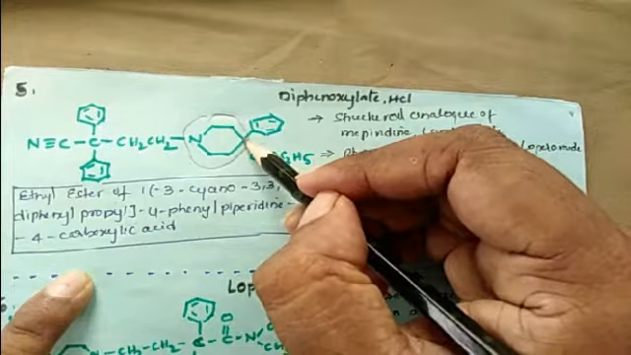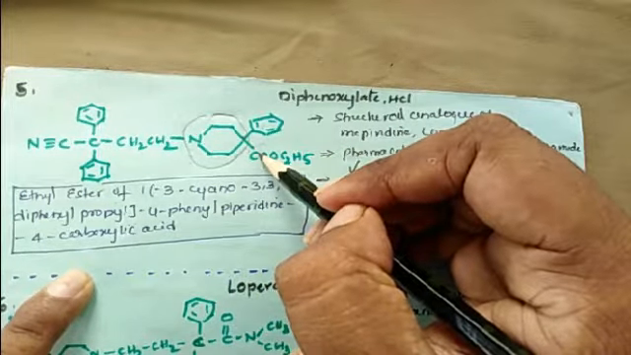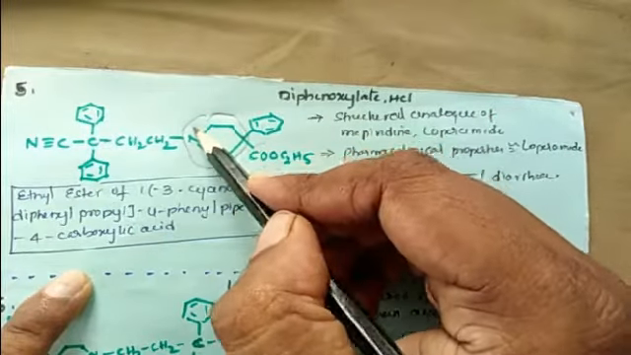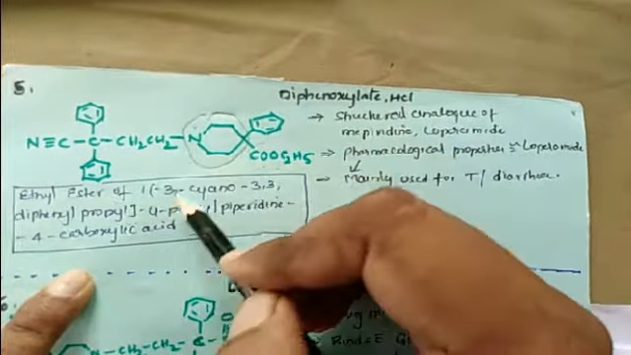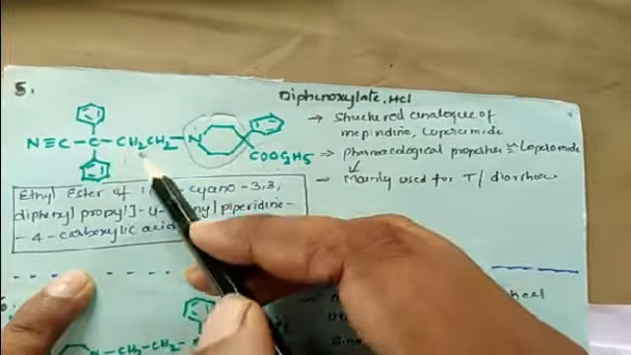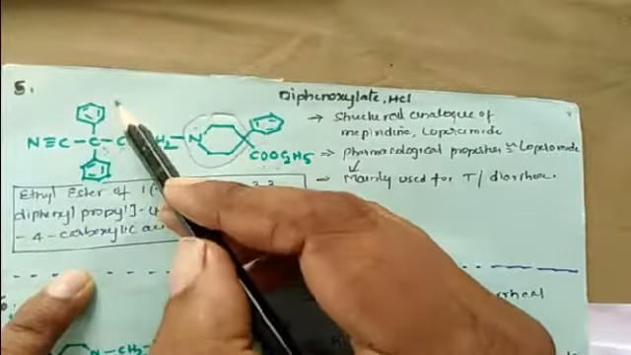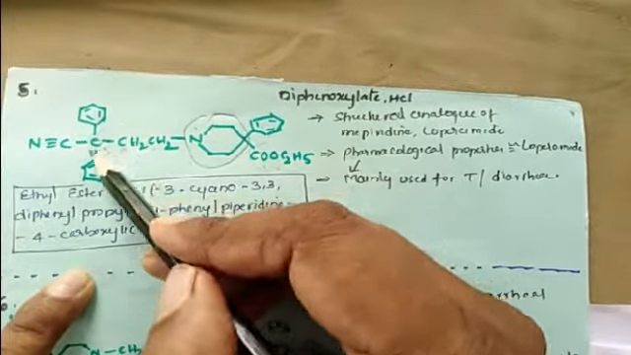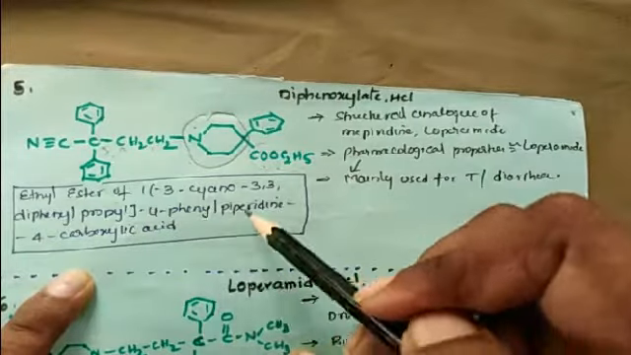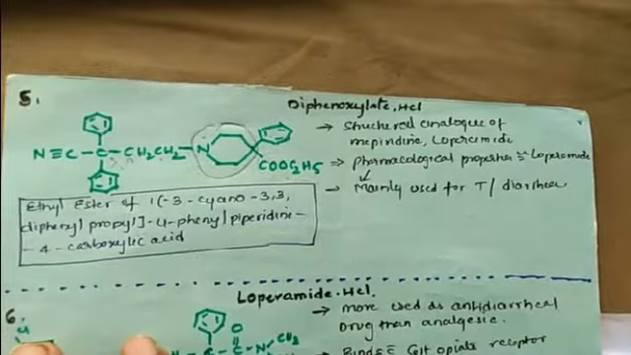In the fourth position we have one phenyl group and one carboxylic acid group. On the first position there is the 3-cyano-3,3-diphenyl propyl. This is the propyl part. This is about the structure of the diphenoxylate HCl.